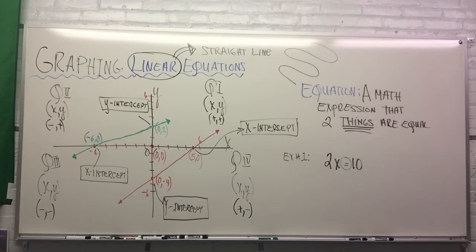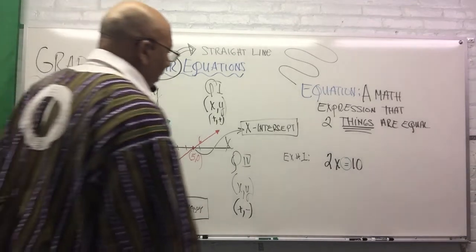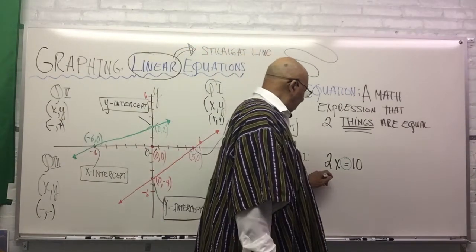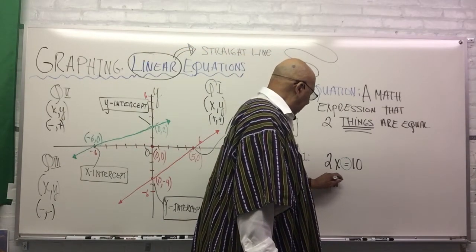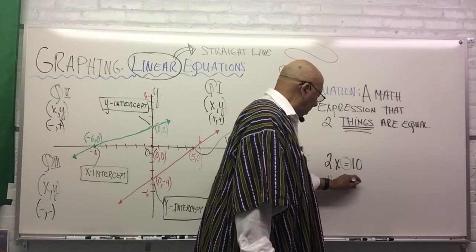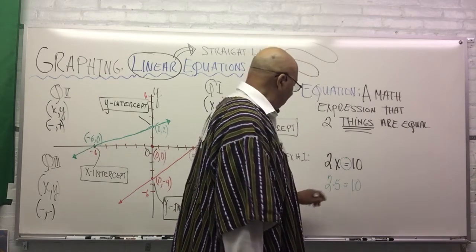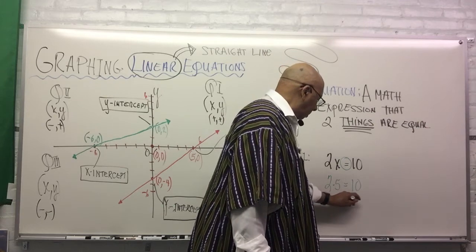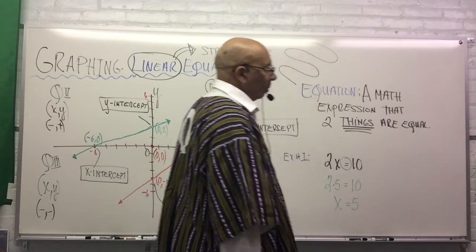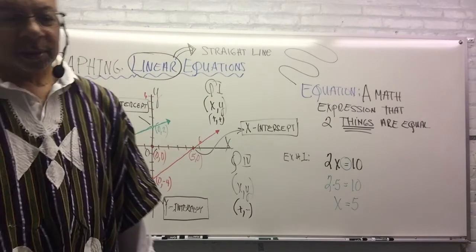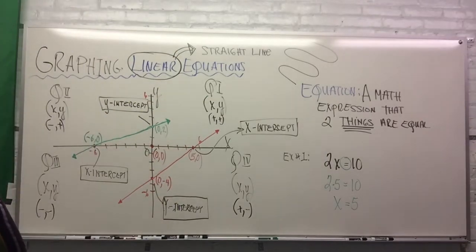So here we have an equation, and if I said to you, well, what is the value of x if 2 times x equals 10? Your mind would tell you pretty quickly that 2 times 5 equals 10. So x would have to be equal to 5. Your mind would tell you that because you can see that 2 times some unknown number that equals 10 would have to be 5.